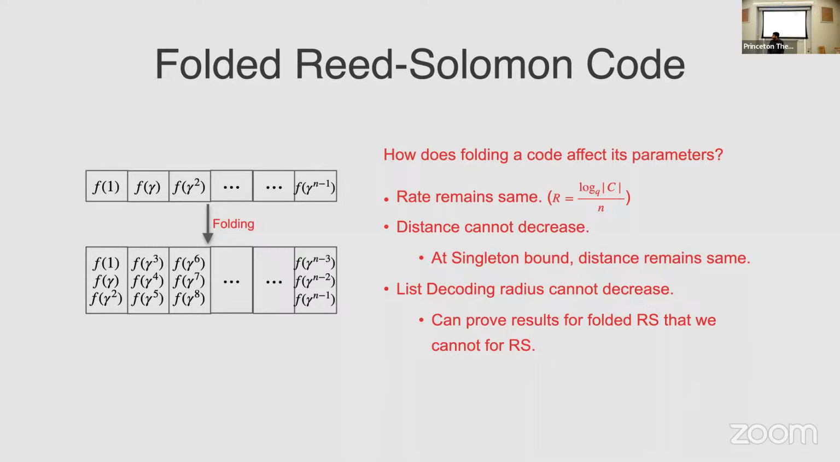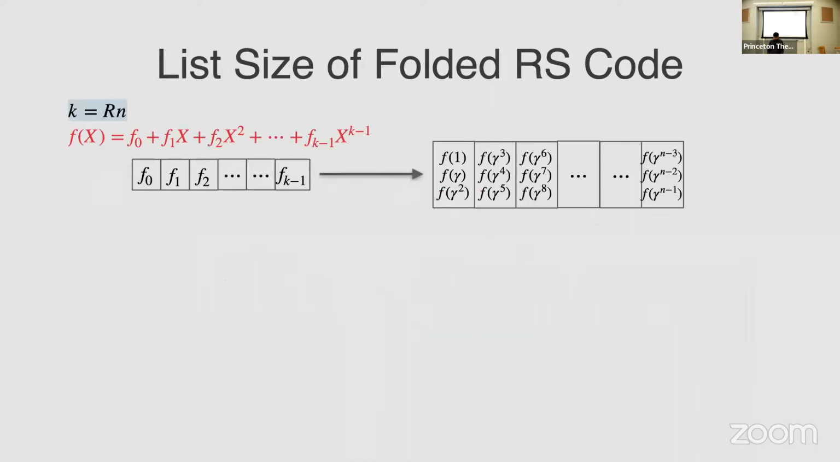Yes, so for random evaluation points, we know that even Reed-Solomon will achieve capacity, but for arbitrary evaluation points, we do. Okay. So now let's talk about the list size.